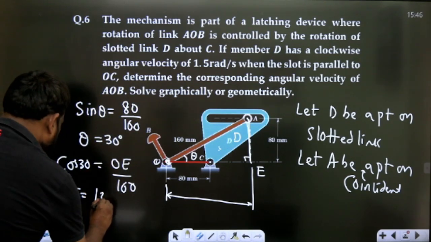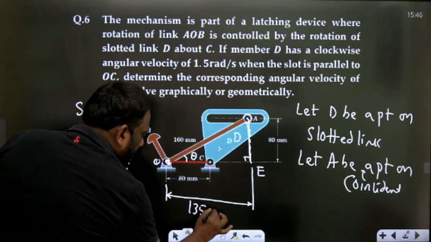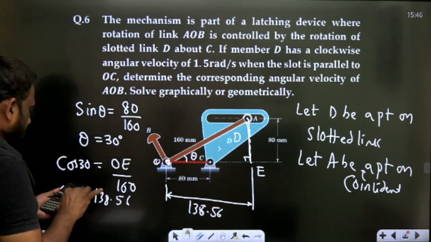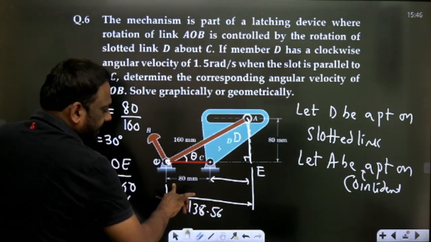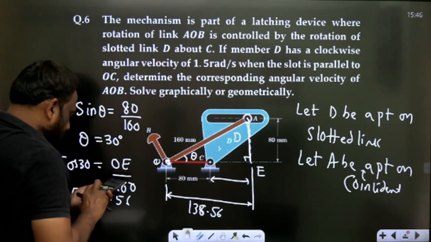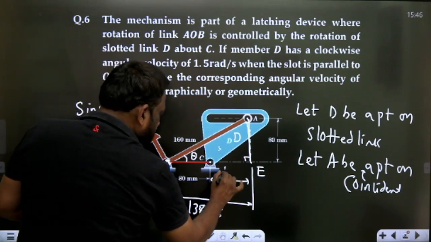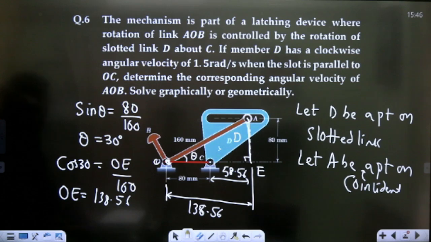It is 138.56. ठीक है sir. Okay. Now, can I calculate this distance? Out of 138, 80 is this. So from 138, you remove 80. So you get 58.56. ठीक है sir. Now I will take this to the next slide.